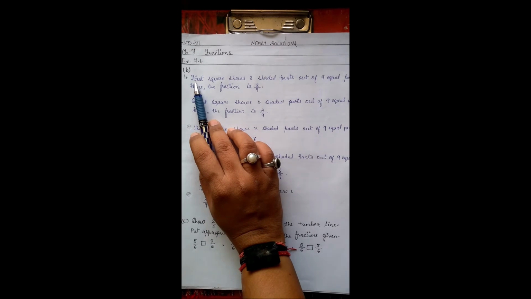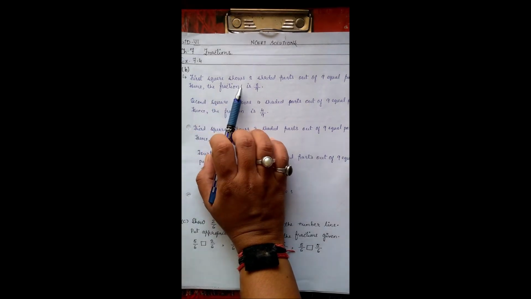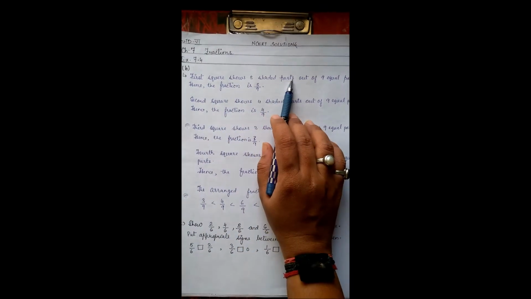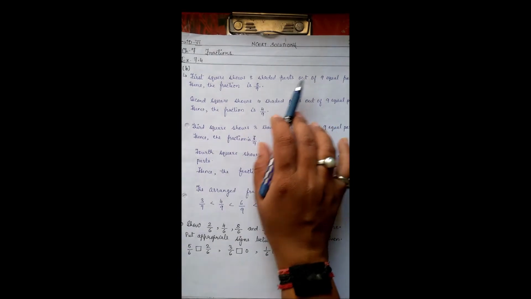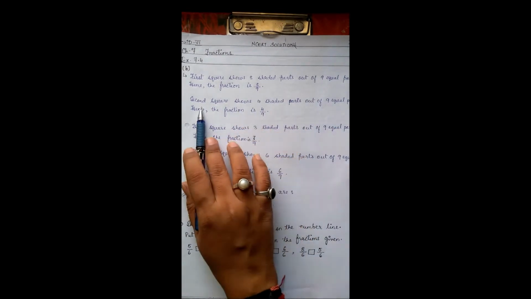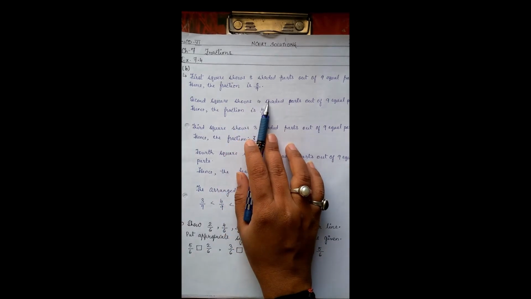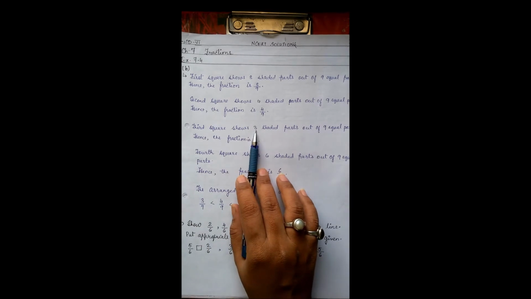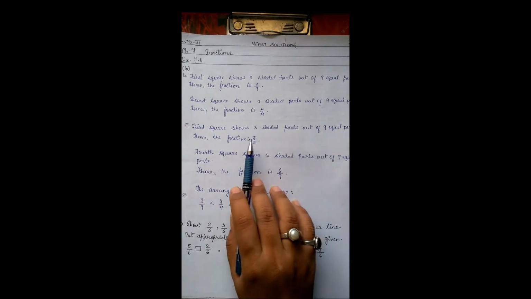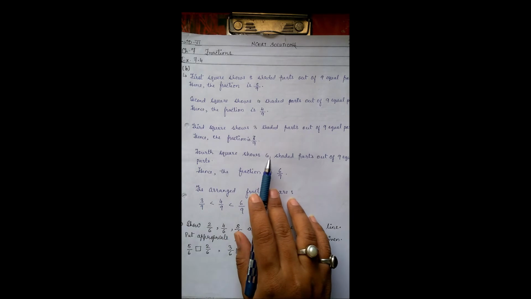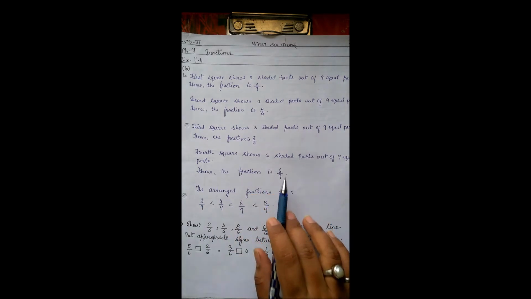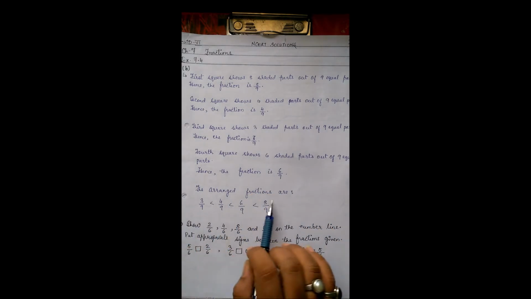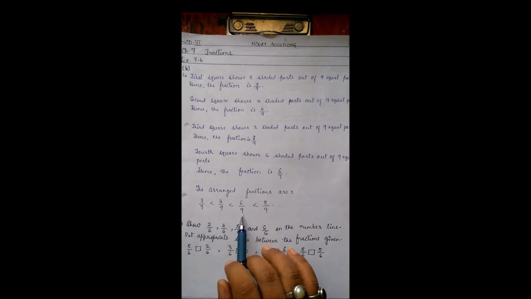Next question. In that, squares were given. So the first square shows 8 shaded parts out of 9 equal parts. So the fraction is 8 by 9. The second square shows 4 shaded parts out of 9. So it is 4 by 9. The third shows 3 parts out of 9. So it is 3 by 9. The fourth shows 6 shaded parts out of 9. So it is 6 by 9. So the arranged fractions are 3 by 9, 4 by 9, 6 by 9 and 8 by 9.